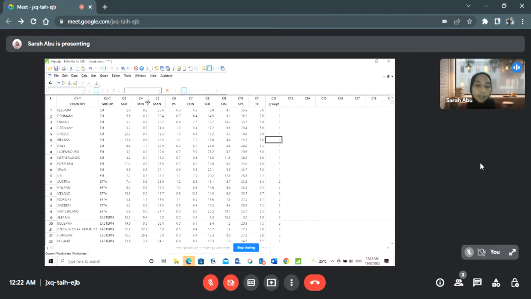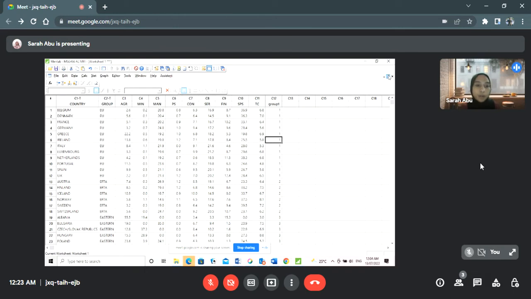MIN is mining and quarrying. MAN is manufacturing. PS is power and water supplies. CON is construction. SER is services. FIN is finance. SPS is social and personal services. And lastly, TC is transport and communications.